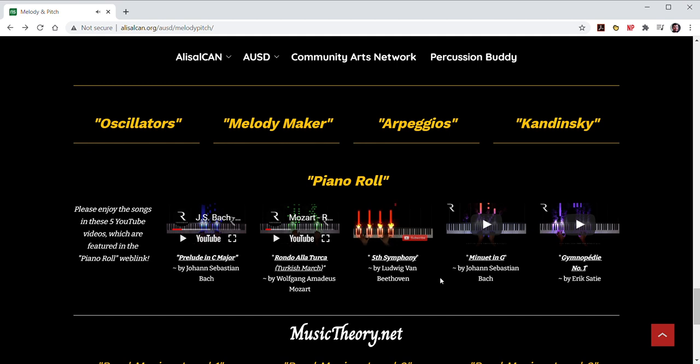I think red's very appropriate. This is a dark, menacing piece at the beginning. The Fifth Symphony is quite long. Symphonies are multiple songs put together for one common theme. This is the Minuet in G, also by Johann Sebastian Bach.